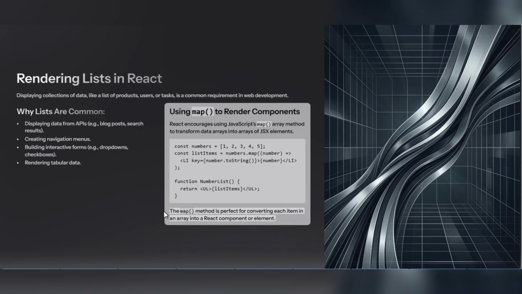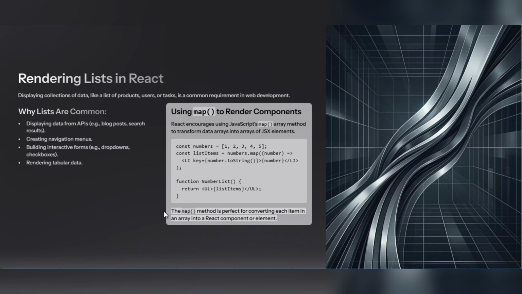When rendering lists, React requires a key for each item. Keys help React identify which items changed, optimize re-rendering, and improve performance. Always use unique and stable values as keys. Avoid using array indexes unless there's no other option.